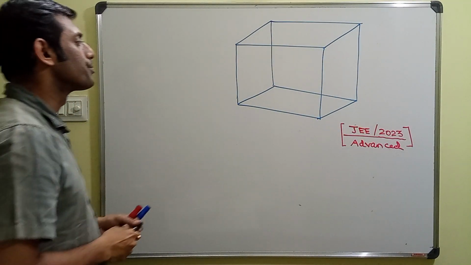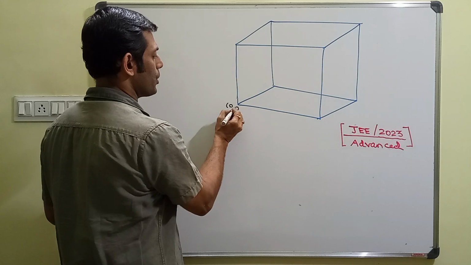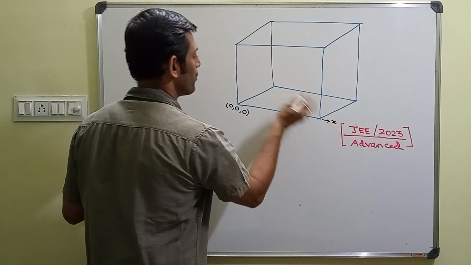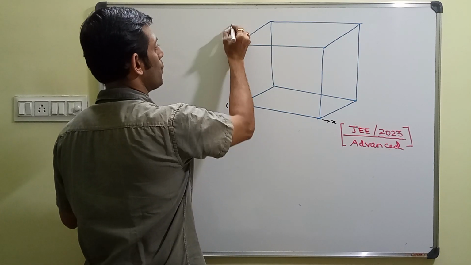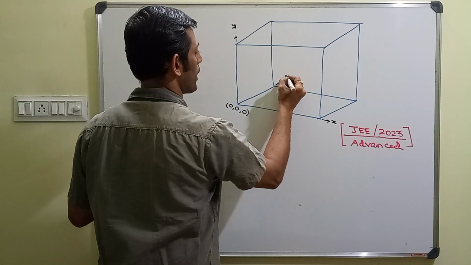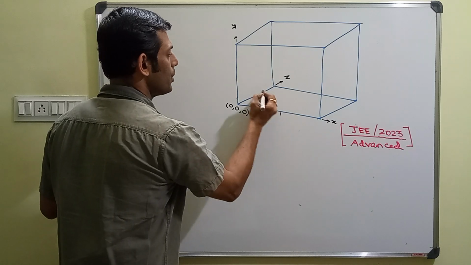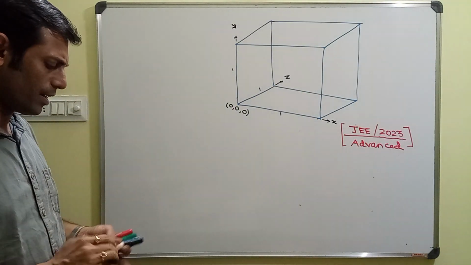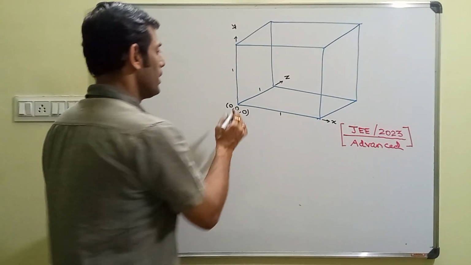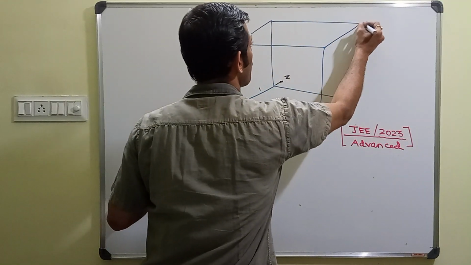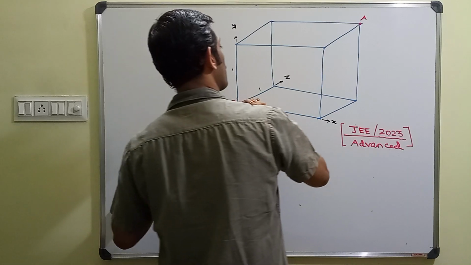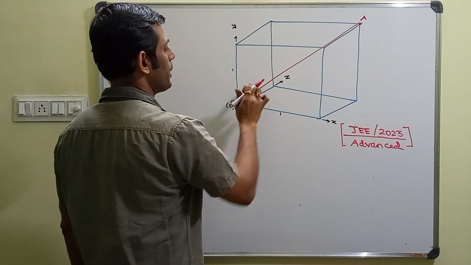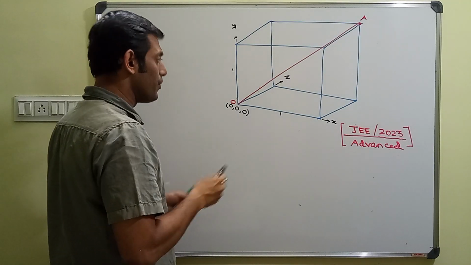Now let's say this is your origin 0, 0, 0. This is your direction of x. This will be the direction of y, and let's say this is the direction of z. 1 unit on each side is to be taken. Now let us consider the body diagonal here, that means from origin to the point A. Let's say the body diagonal runs approximately like this. I will call this body diagonal line L1.